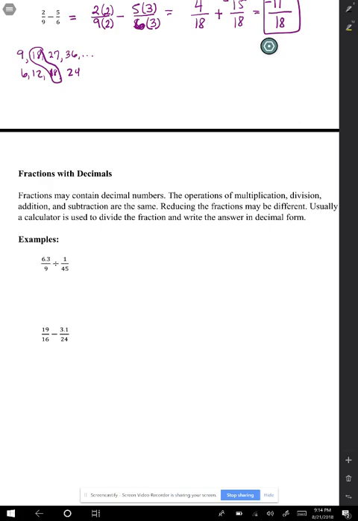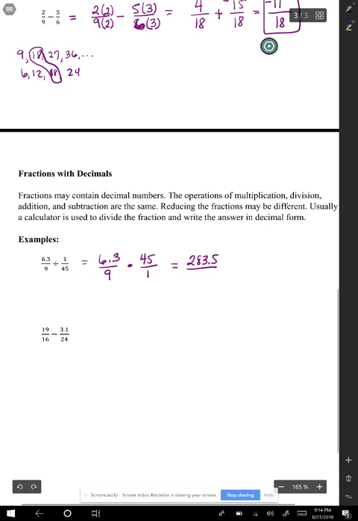So the first one is division, and we want to divide, so we're going to follow our rules from earlier. So we write down the first one, we keep the first the same, we change division to multiplication, and then we multiply by the reciprocal of the second fraction. So we flip the second one. And then for multiplication, we multiply straight across. Use your calculator to multiply 6.3 times 45. So we get 283.5. And then 9 times 1 is 9. And then use your calculator to divide, and that would equal 31.5.